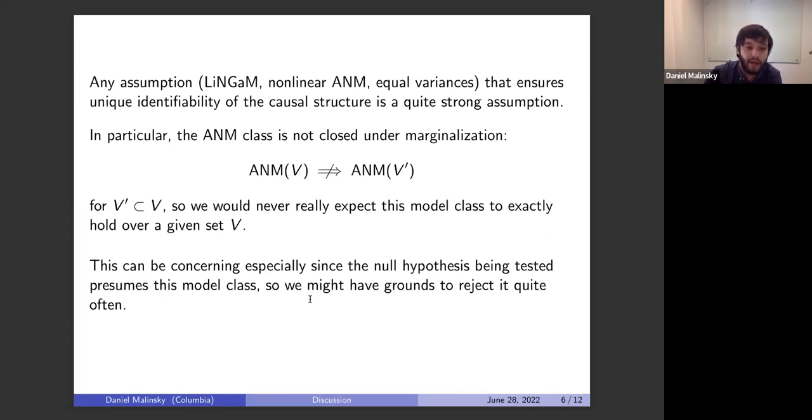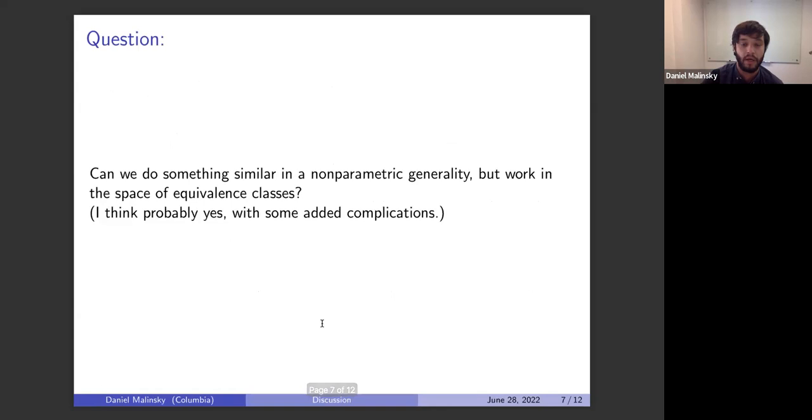I think it's worth highlighting that this can be concerning, because the null hypothesis test that's being tested over and over again in this approach presumes this model class actually holds. And so if it only approximately holds or doesn't hold at all, then we'll have grounds to reject those null hypotheses quite often for reasons independent of the causal ordering.